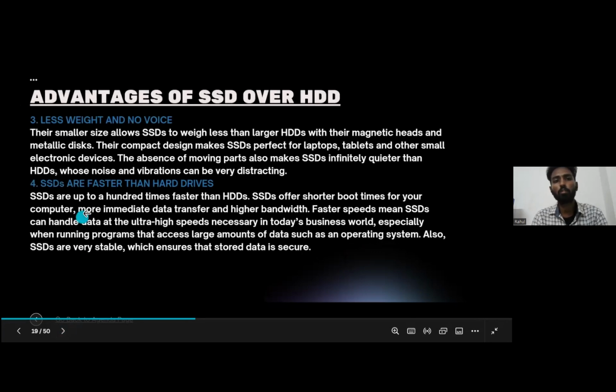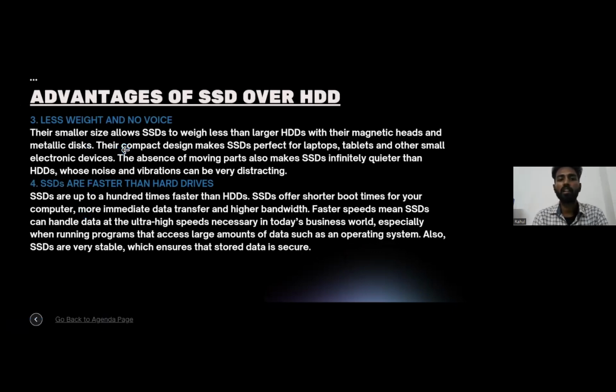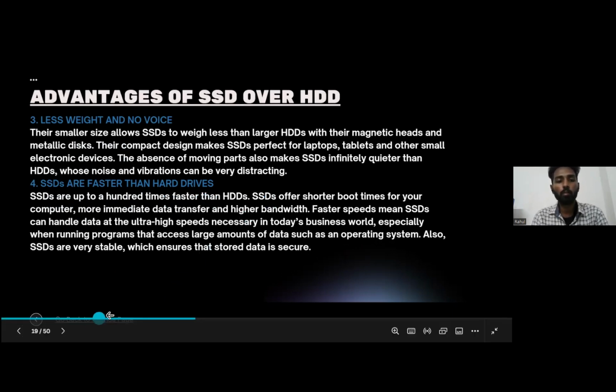There are also some other major advantages of SSD over HDD, such as less heat and no noise. SSDs are quite a bit faster than hard drives. We can see in the slide that SSDs are up to 100 times faster than HDDs, and SSDs offer a shorter boot time for a system. The computer is quite fast if running on SSD. Everything is quite a bit faster when you use SSD compared to HDD. It is mentioned that they are about 100 times faster than HDD. Let me move to the next slide.